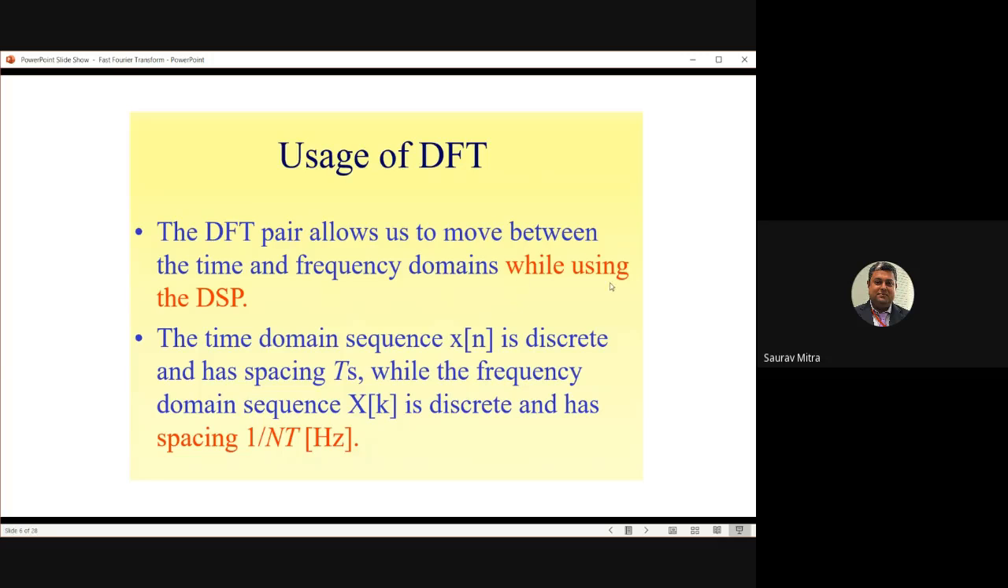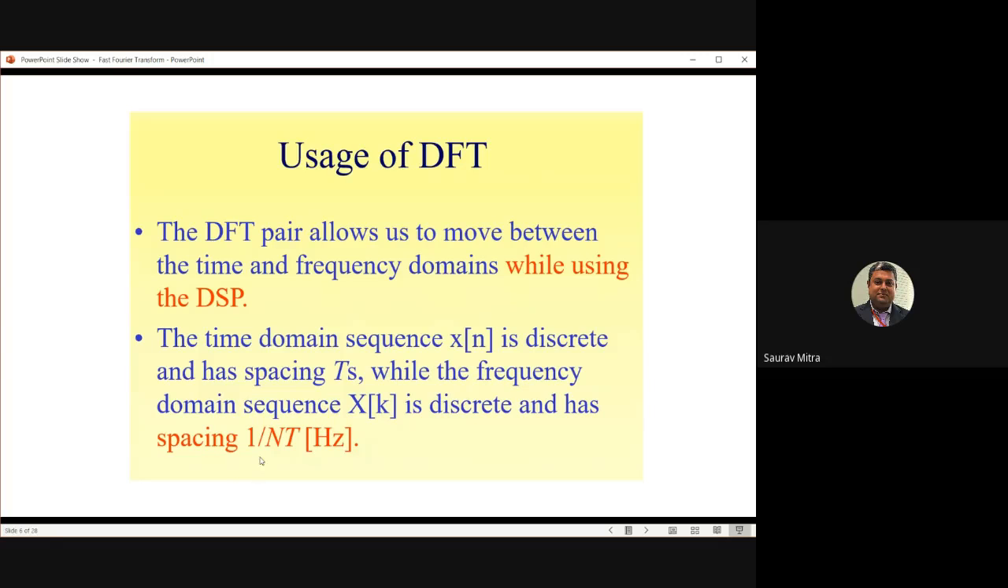The time domain sequence x[n] is discrete and has a spacing of Ts, where Ts is the sampling time I told you. So small x[n] is quantized in time with a spacing of Ts, the sampling time. Whereas the frequency domain sequence X[k], just check, this is capital X[k] and this is small x[n]. This is the time domain, that is the frequency domain. X[k] is a discrete frequency domain sequence, having a spacing of 1 by NT.